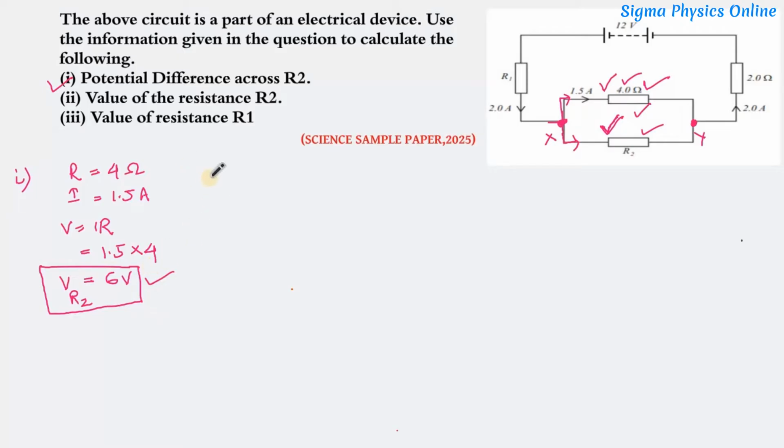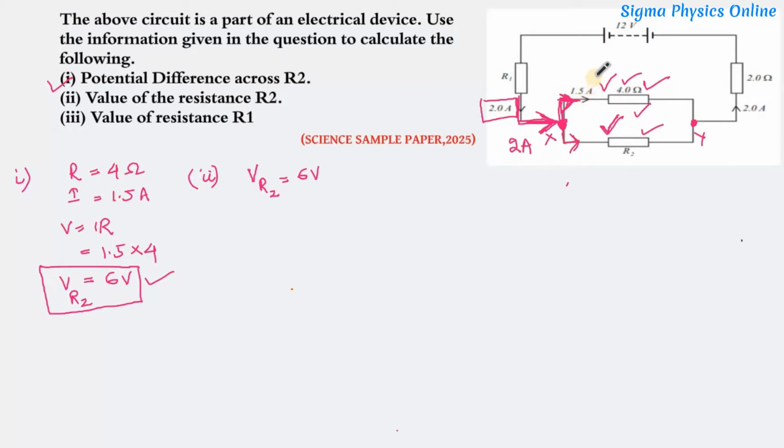So this is the first bit. The second bit of the question is the value of resistance R2. Now we know that the potential difference across the R2 resistor is 6 volt. You can see the current near the resistor R1 is 2 ampere. That means 2 ampere current is coming to this part, that is the point X. Now from X, the current is dividing into 2 branches.